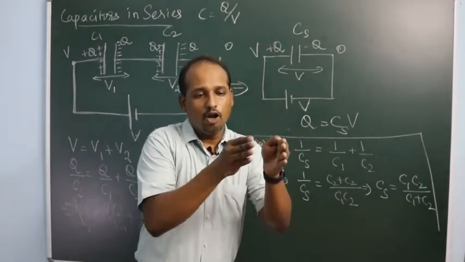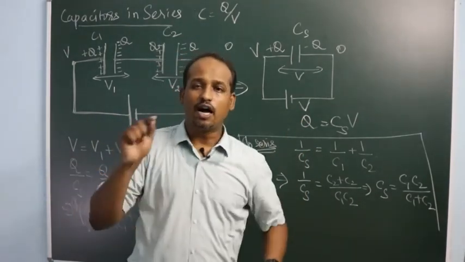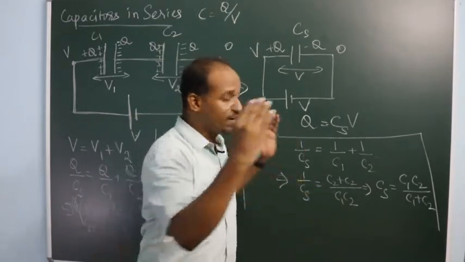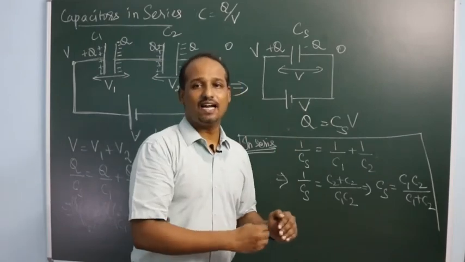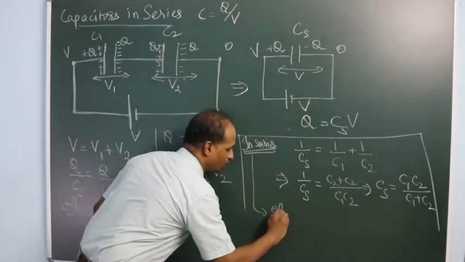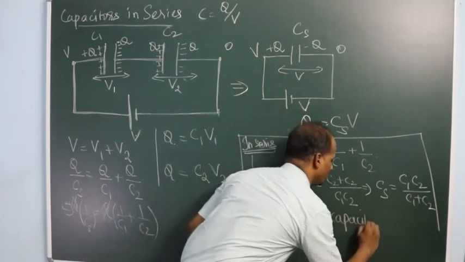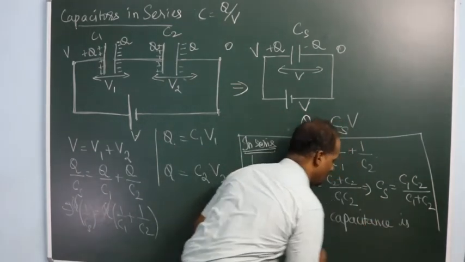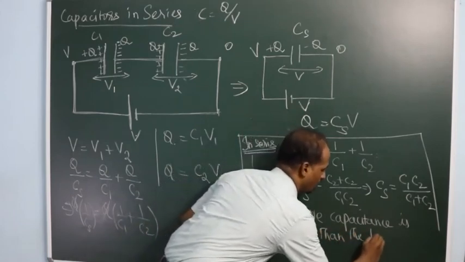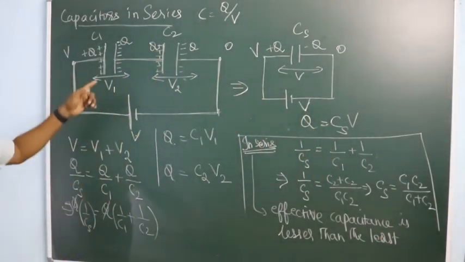So when you have many capacitors in series, 10, 20, 30, 40, 50, 60 and so on, and at last you connect one capacitor with capacitance 0.1, then the effective capacitance will be less than the least value of the capacitances you are adding. So in series, the effective capacitance is lesser than the least of all the capacitors connected in series.